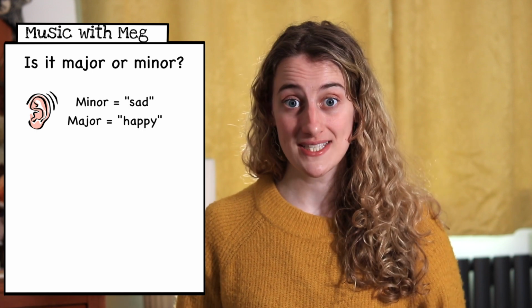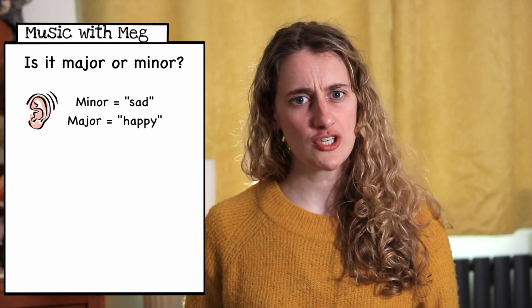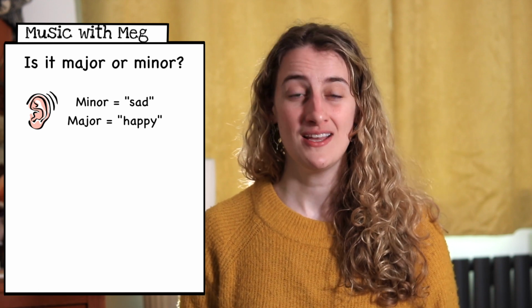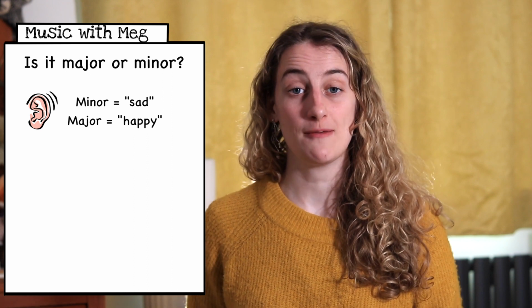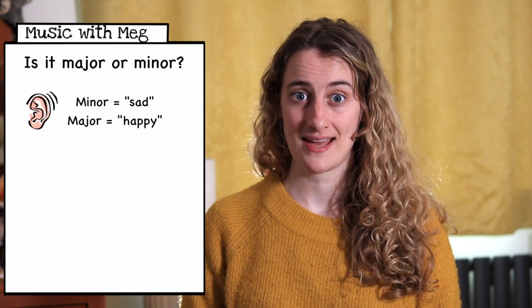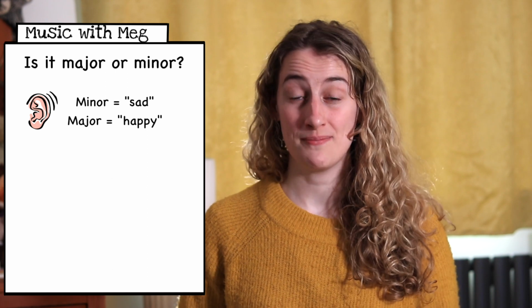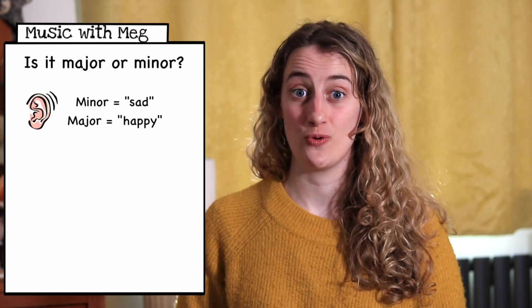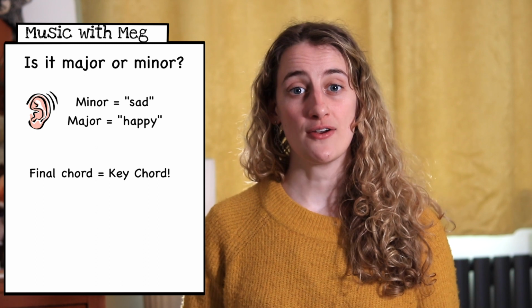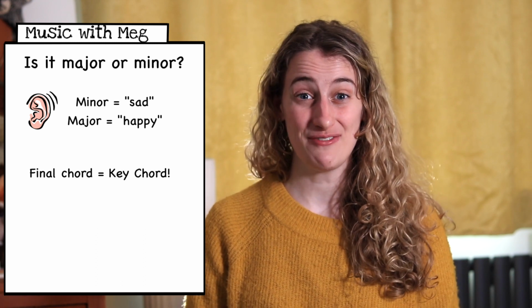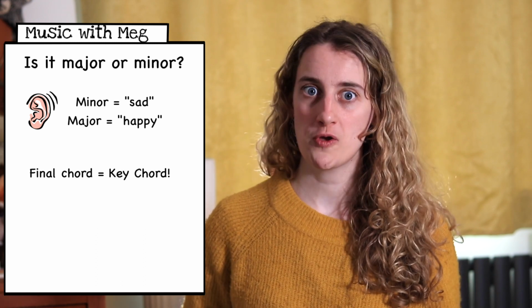However, if you can't tell from listening, or if you're just seeing the piece of music written down, there are a few ways to identify whether the music is major or minor. The first thing you can do is take a look at the final chord in the piece or the phrase that you're looking at. Almost always, music finishes on the tonic chord or the key chord. So have a look at the final chord and see if it matches your major key or your minor key.